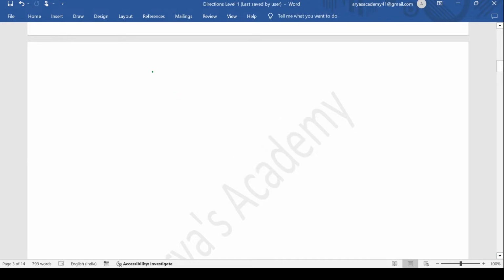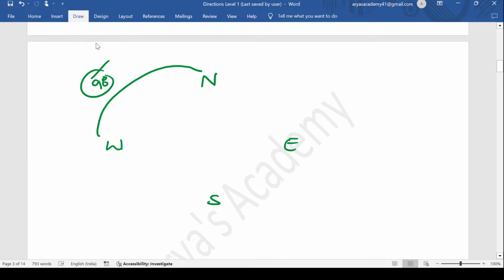Now I'll draw the diagram once again: north, south, east and west. You already know that the angle between any two adjacent directions is always how much? 90 degrees. Let us consider the subordinate directions as well. There are 4 subordinate directions, right? Between north and east is northeast, between north and west is northwest, between south and west is southwest, and between south and east is southeast.